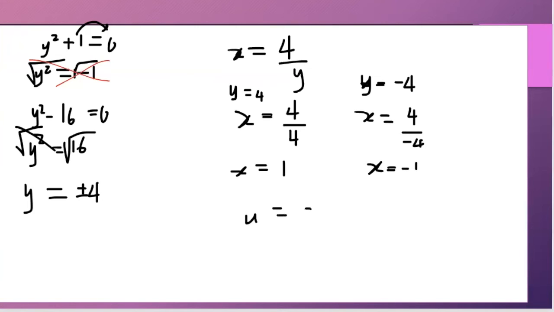Remember, u is equal to x plus yi. So substituting what I have here, x is plus or minus 1 because we have a positive 1 and negative 1, and y is also plus or minus 4, positive 4 and negative 4. So it means I can factor out the plus or minus to get 1 plus 4i, and this represents u.